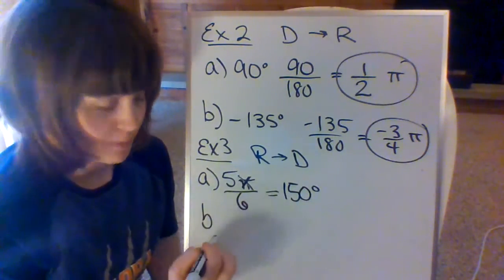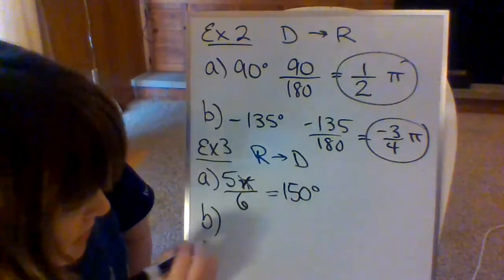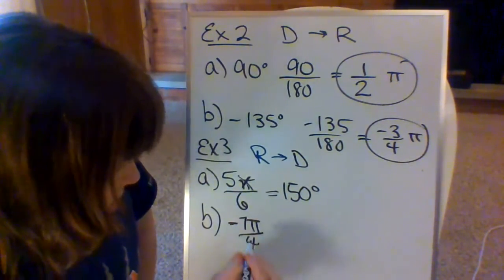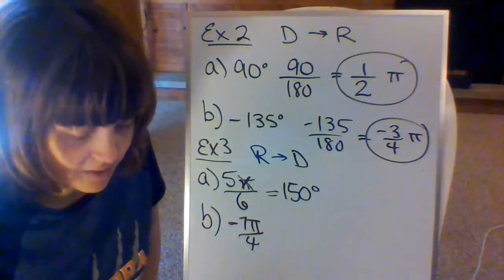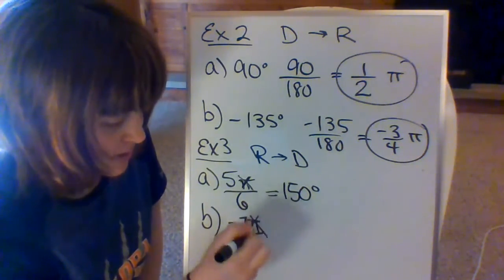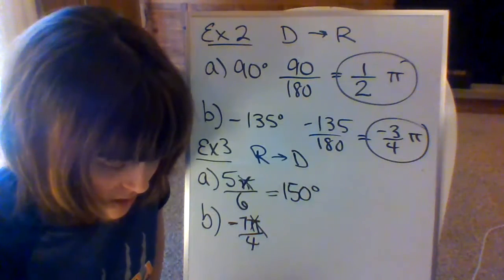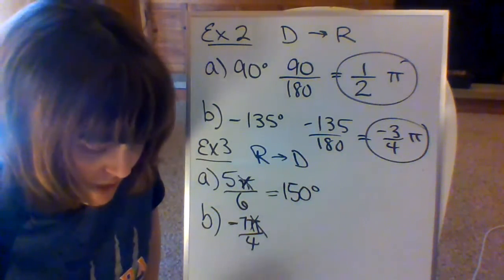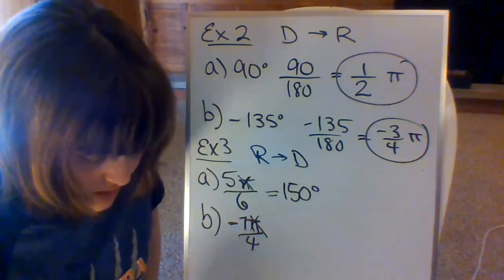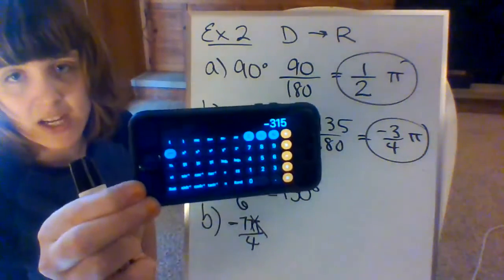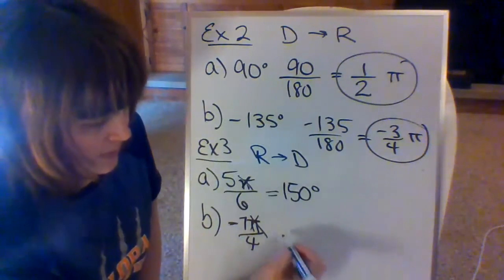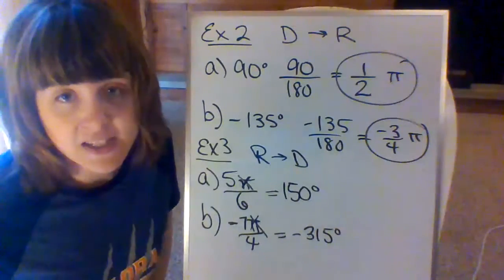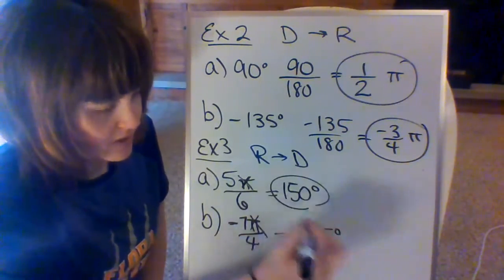And then lastly, part B. Part B says negative 7 pi over 4. So if we do negative 7 divided by 4, because we're going to cross out this pi symbol, negative 7 divided by 4 equals, and then times 180. And that will equal negative 315. So it's negative 315 degrees.